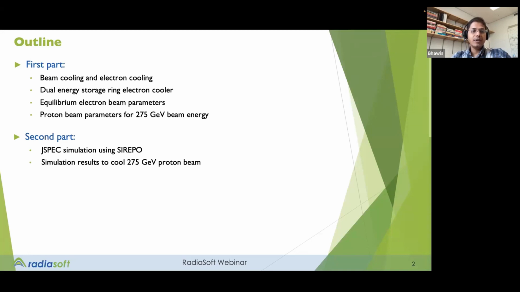And the second part will be the demonstration of JSPEC simulation using SIREPO. I will demonstrate how to do simulation in JSPEC using SIREPO to cool a 275 GeV proton beam.